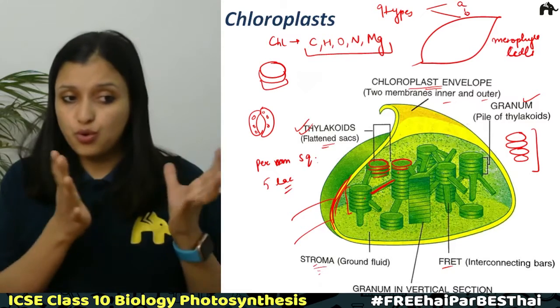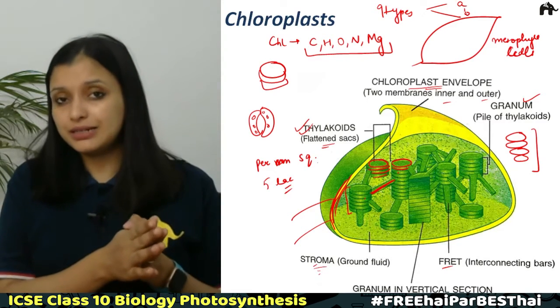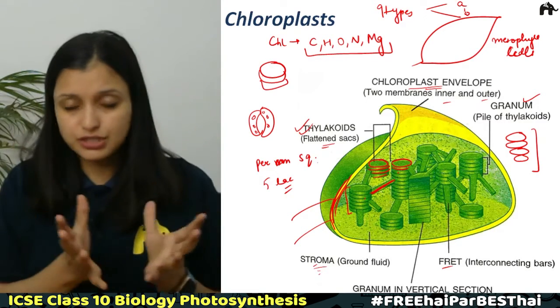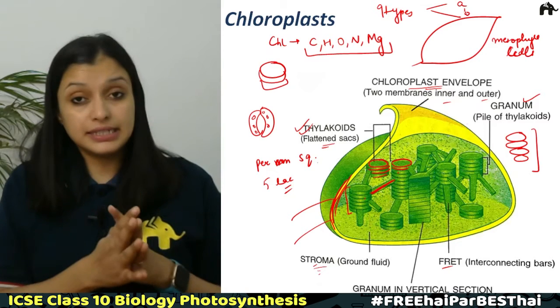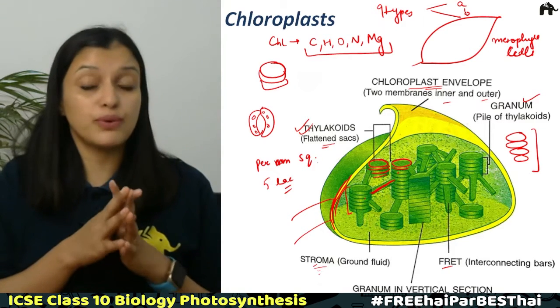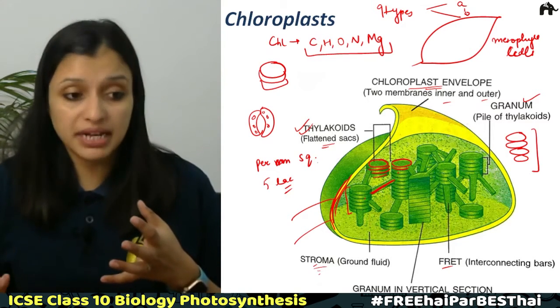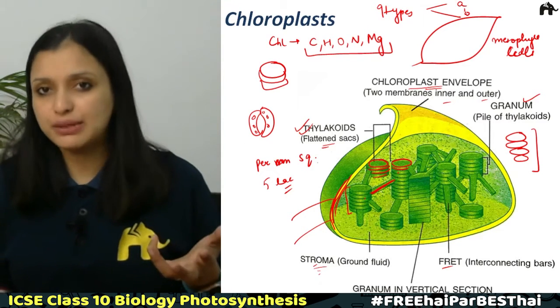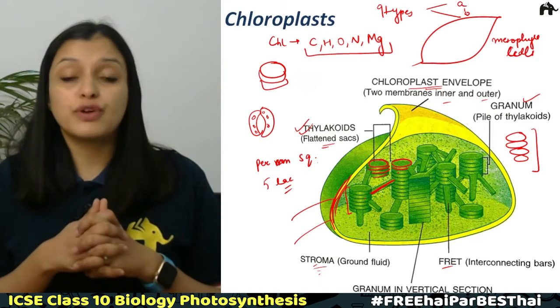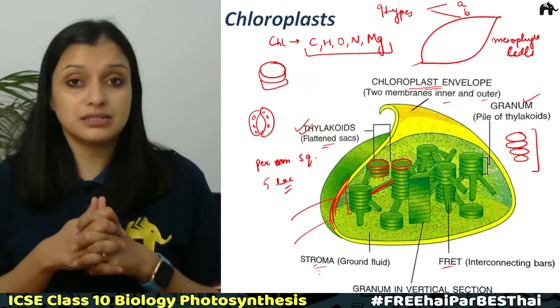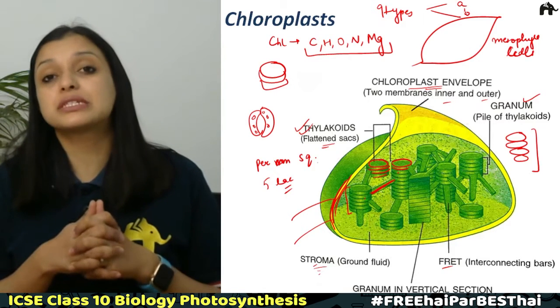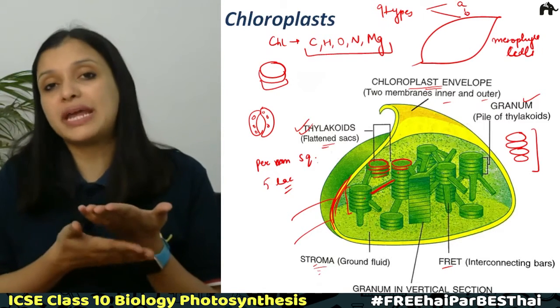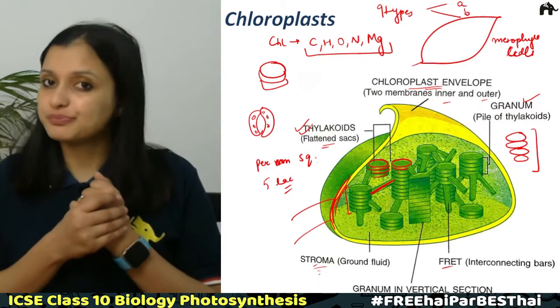Clear? So I hope this part is clear, where we first studied the structure of the chloroplast, and then we studied chlorophyll, where it is present, what it is made up of, and what the different types of chlorophylls are, right? So where are these chloroplast cell organelles present? They are present between the upper and the lower epidermis of the leaf, correct?